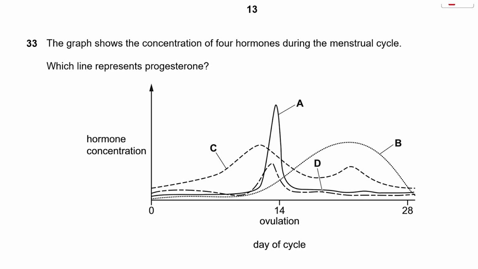Alright, number 33 says the graph shows the concentration of 4 hormones during the menstrual cycle. Which line represents progesterone? Alright, so the line that is representing progesterone is definitely line B. Line A here is representing the luteinizing hormone. Line C is representing the estrogen hormone. And this one is not labeled, the follicle stimulating hormone, which is definitely this one here.